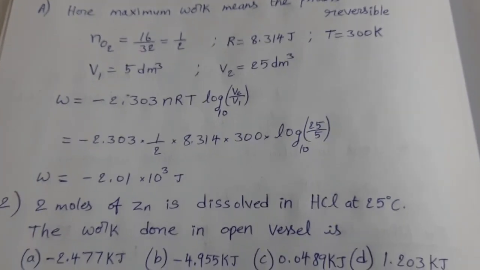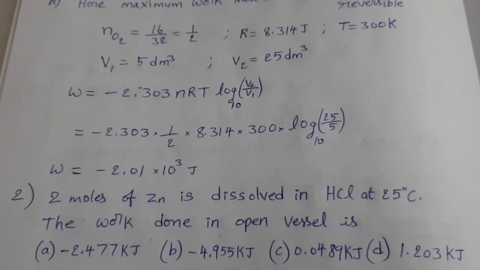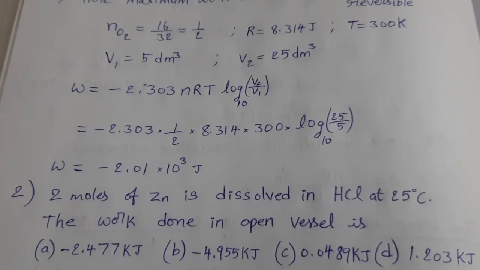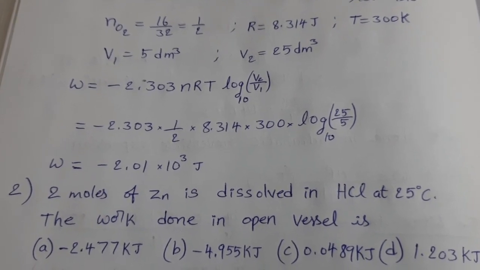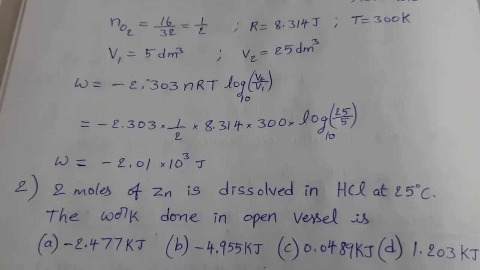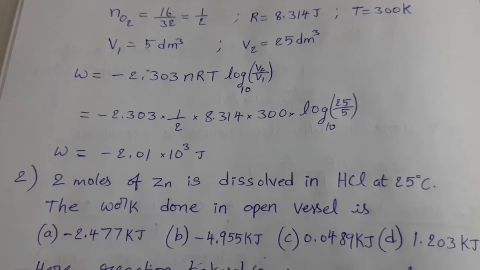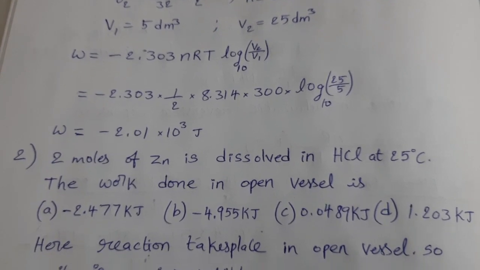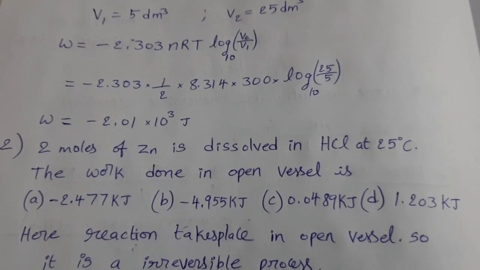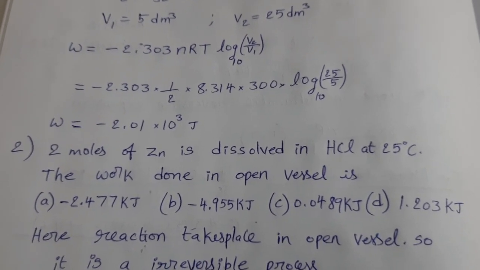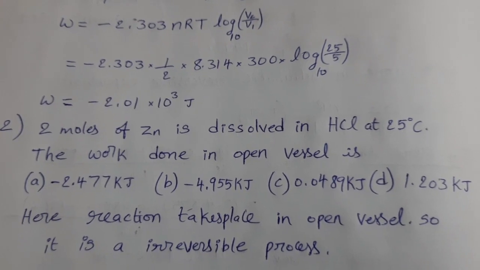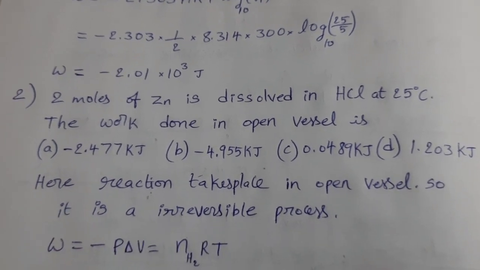Okay. Next. 2 moles of zinc is dissolved in HCl at 25 degrees Celsius. The work done in open vessel is. Observe carefully here, reaction carried out in open vessel. So what type of process is this? Irreversible process, because open vessel means reversible reaction cannot take place. So reaction takes place in open vessel. So it is an irreversible process.